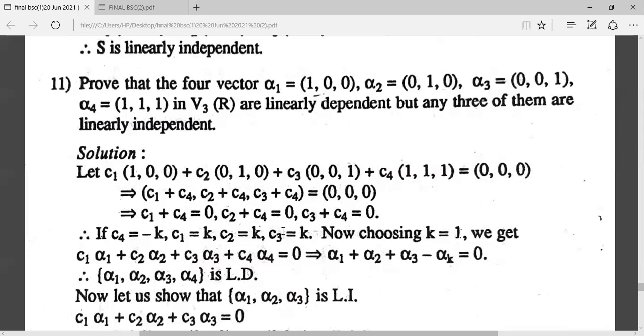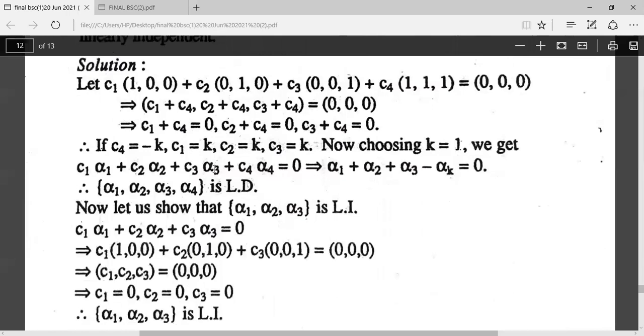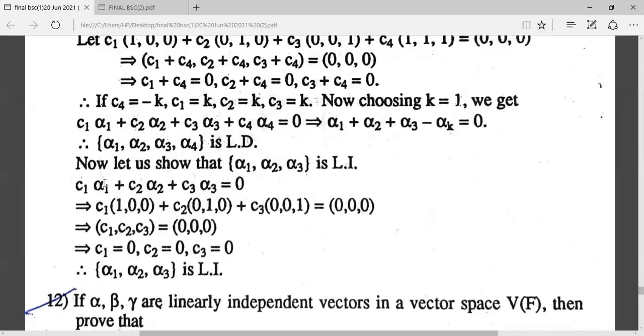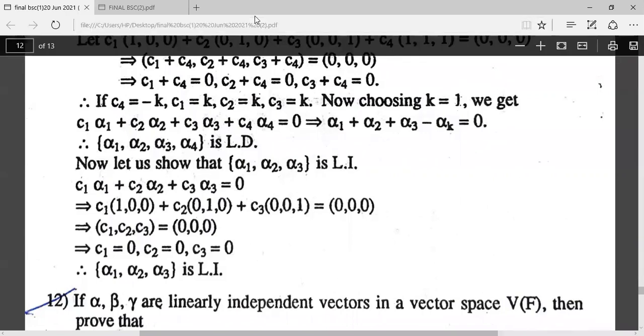This is next ಯಾವ್ದಾದ್ರು ಮೂರು ವೆಕ್ಟರ್ಸ್ ತಗೊಳ್ಳೋಣ, alpha 1, alpha 2, alpha 3 ತಗೊಳ್ಳೋಣ. They are linearly independent ಅಂತ ಪ್ರೂವ್ ಮಾಡಿ. So now let us show that alpha 1, alpha 2, alpha 3 is linearly independent. So take the linear combination C1 alpha 1 plus C2 alpha 2 plus C3 alpha 3 equals 0 vector in 3 dimensions. What is our alpha 1? We have taken 1, 0, 0. C2 into alpha 2 is 0, 1, 0. C3 into alpha 3 is 0, 0, 1. Equals in the right side what we have is 0, 0, 0.